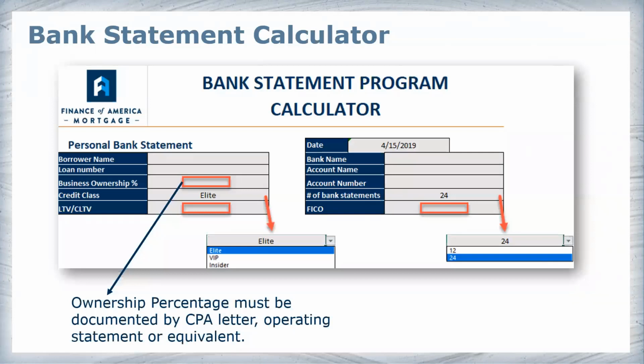And remember, business ownership must be documented by a CPA letter, operating statement, or equivalent. So, best practice is, as soon as you're done with this webinar, if you don't know how to access Platinum site, then contact your FAM account executive, find out how to do that, get on to the Programs and Guidelines, and then download this worksheet and take a look at where the information is.